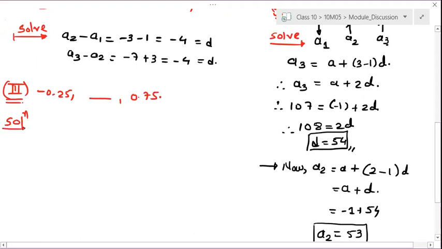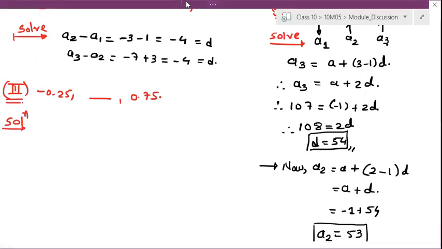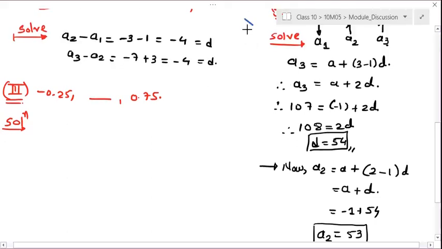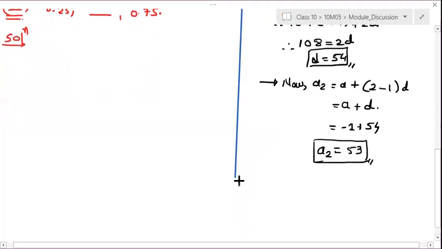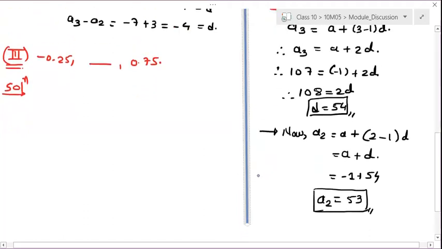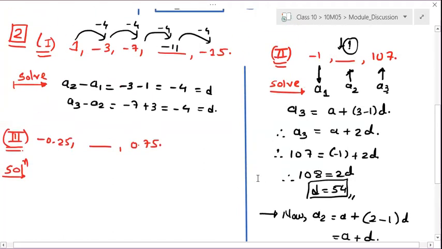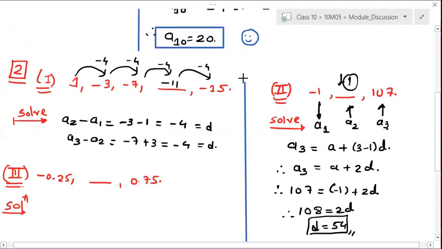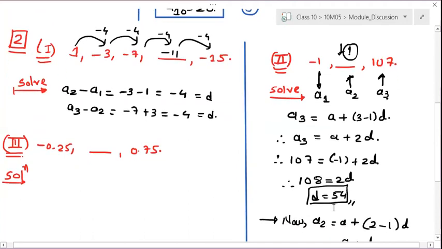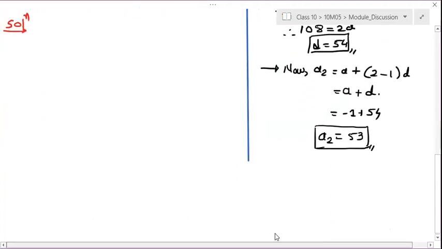Okay. If it is not clear, tell me, I will repeat it. And still, if you are having some confusion, that confusion can be removed over here. See over here, because question 3 is also of the same type. A1, A2, and A3. So let us use that.